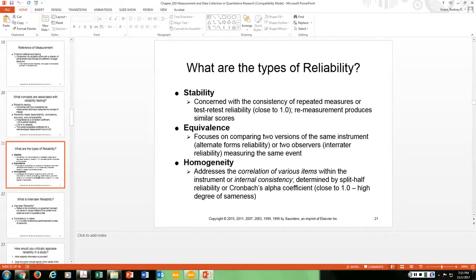Homogeneity. This addresses the correlation of various items within the instrument, or another way to say it is internal consistency. It's determined by split half reliability, or Cronbach's alpha coefficient. Close to 1 indicates a high degree of sameness. So let's say you have a 100-item test. You take the first 50 and correlate those items with the second half of the test, items 51 through 100. So the closer the correlation is to 1, the higher the degree of sameness.